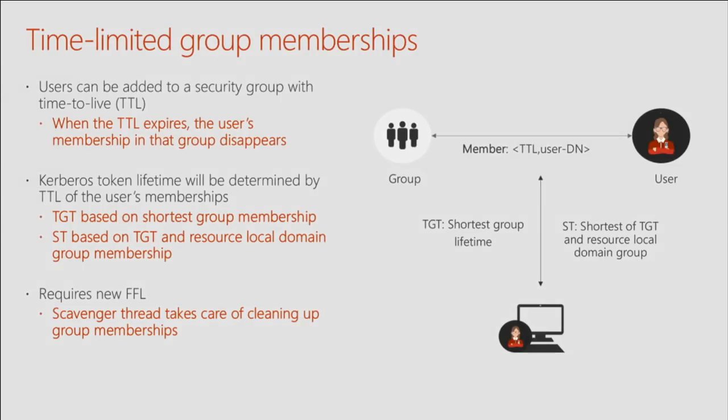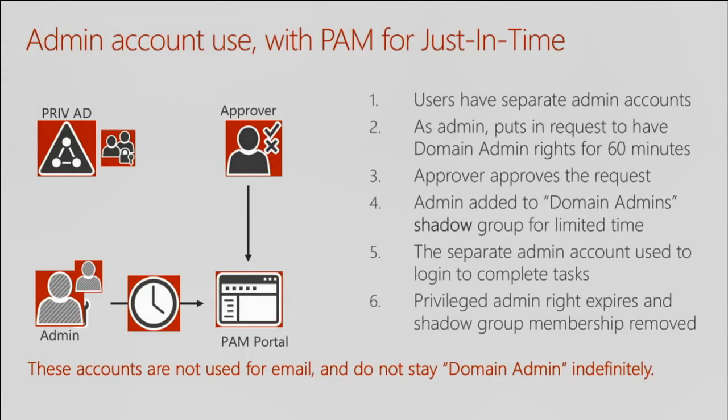The big piece here to remember is, for example, as mentioned, the FFL, which is the forest functional level. You need that forest functional level to be able to control how you can scavenge and trim. You can take advantage of cleaning up group memberships. So the forest functional level is also important. So all that's in there for the time-limited group membership. And also privileged access management, which is another new feature in the platform.